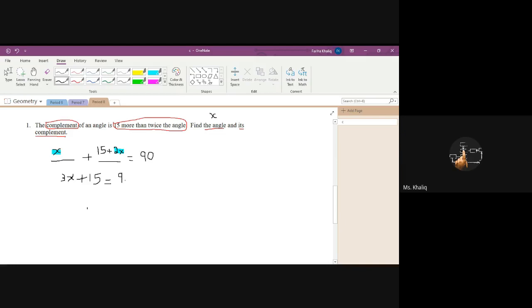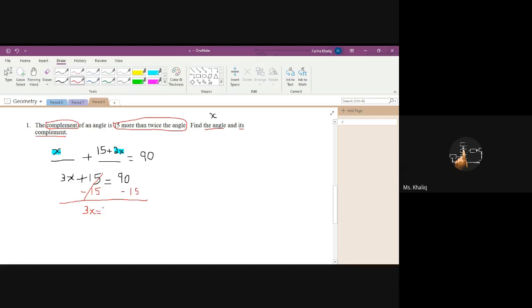All right, so now what do I need to do? I need to solve for x. So I'm going to get rid of the 15 by doing minus 15 on the left side. And whatever I do on my left side, I gotta do on my right side as well. So minus 15. And what happens when you take away 15 from 90? Here I would end up with 3x. And 90 take away 15 gives me 75.